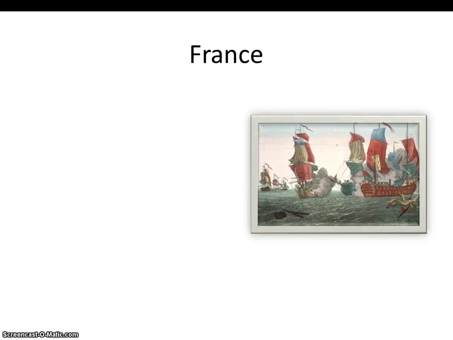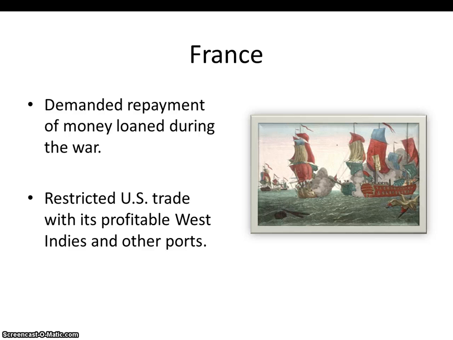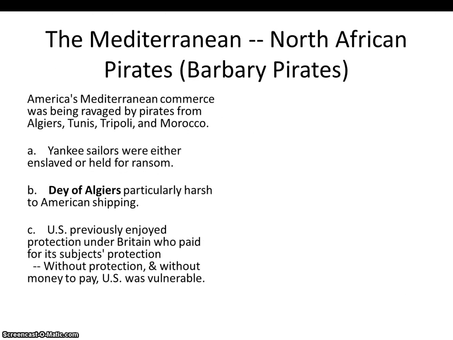France, who was our buddy during the war and actually helped us fight even naval battles during the war, started to demand repayment of money loaned to us during the war, and they restricted their trade with us in the West Indies and other ports until we started to comply with that.